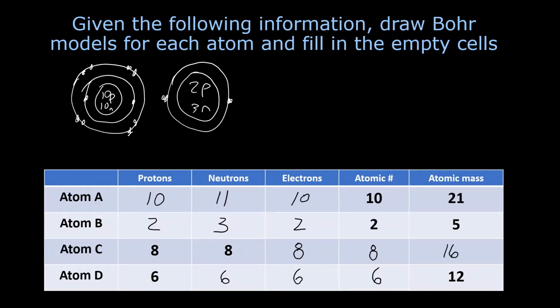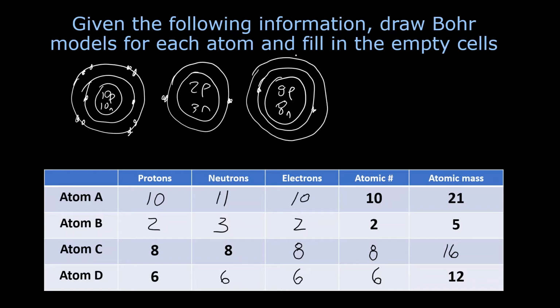Atom C has 8 protons and 8 neutrons there in the nucleus, which means it's going to have 8 electrons also, so there'll be 2 in this first shell. And then 6 left. Can I put them all out here? I sure can, because I can hold 8.